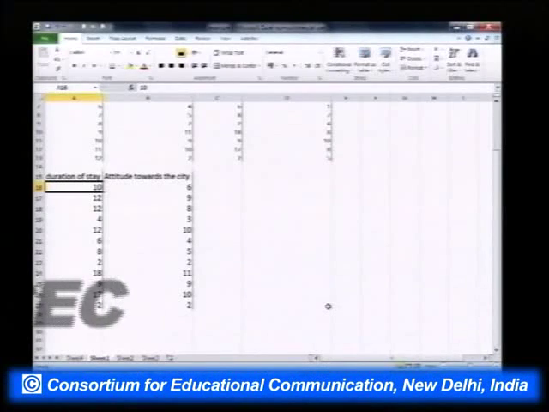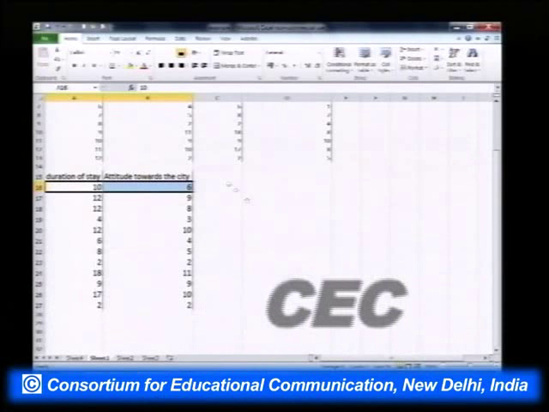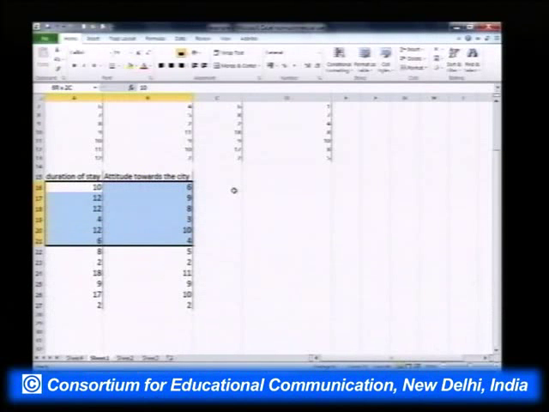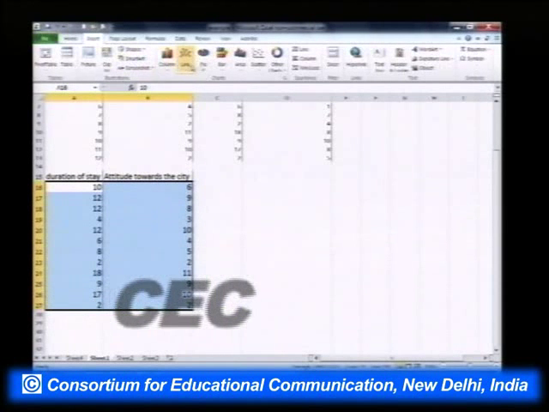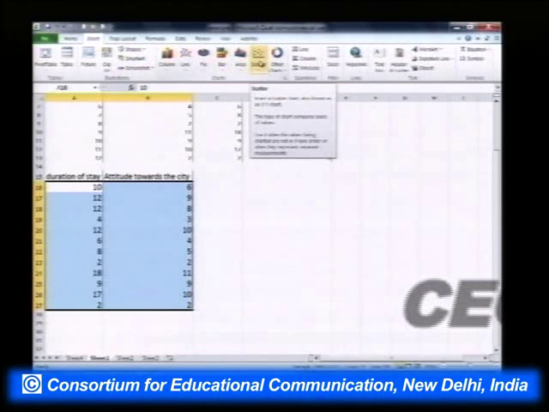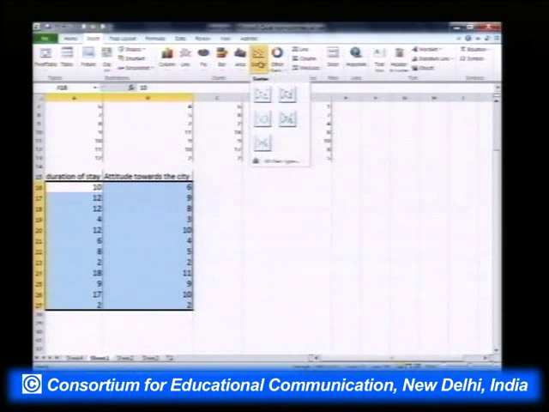How to make a scatter diagram in Excel. We will now use Excel for making the scatter diagram. As you see, there are these two variables, duration of stay and attitude towards the city. We will select these two variables and then go to Insert, and on the right hand side there appears Scatter. So we will click Scatter and select the first scatter diagram.